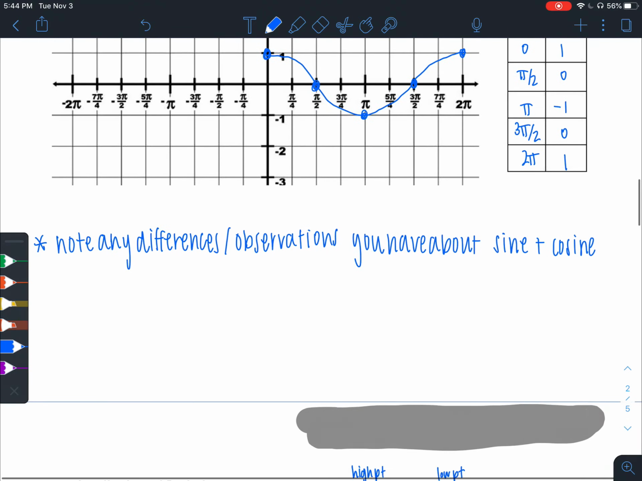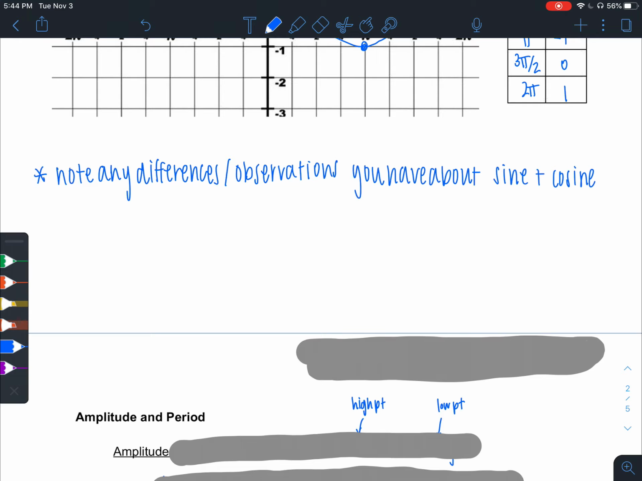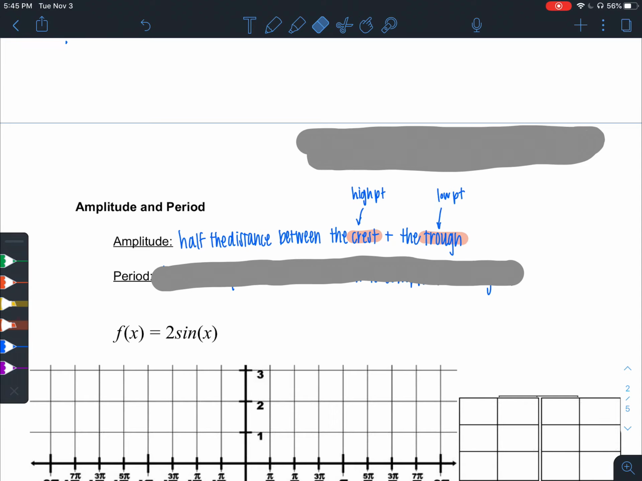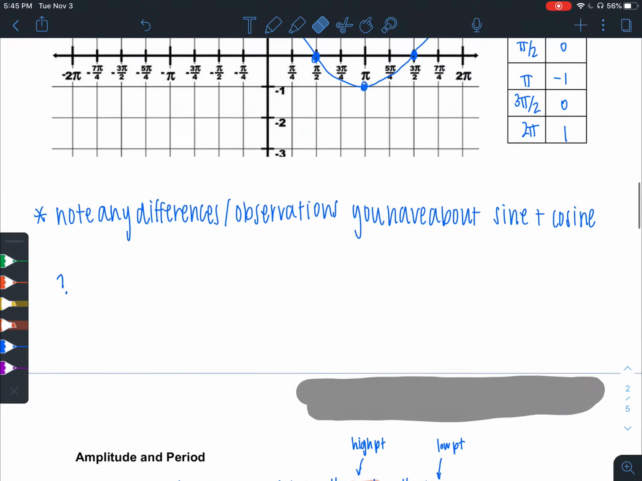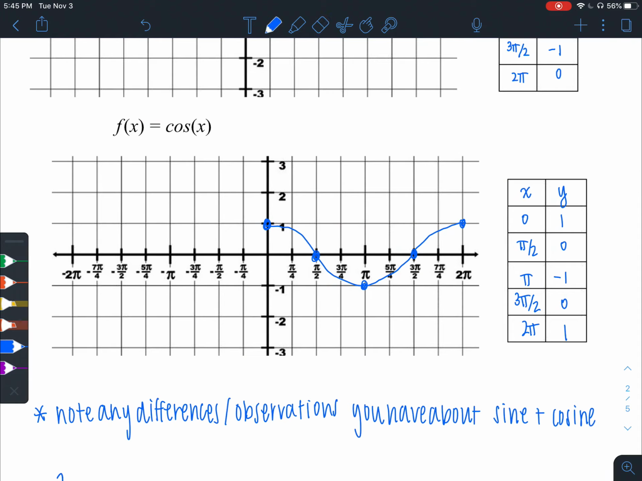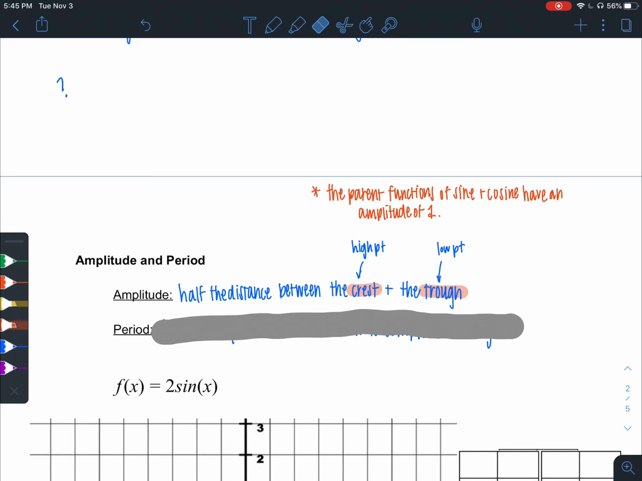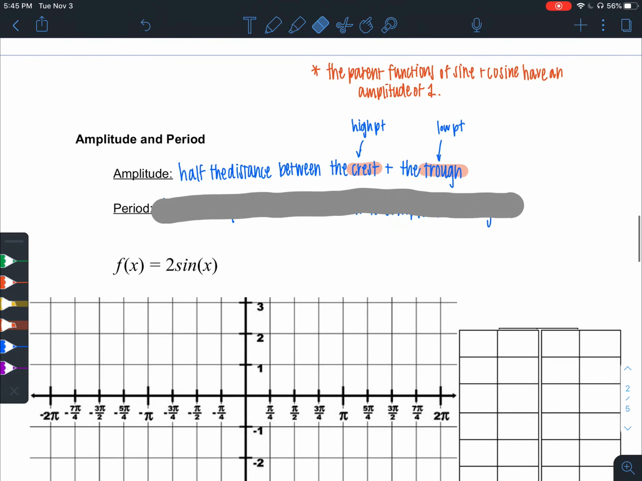Okay, so I want you to go ahead and note any differences or observations you have about sine and cosine here. Okay, let's go ahead and define amplitude and period. So amplitude is half the distance between the crest and the trough, so our high point and our low point. In this case, our crest is 1 and our trough is negative 1, so half that distance is 1. So our parent functions do have an amplitude of 1. We're going to come back to the definition for period in just a moment.